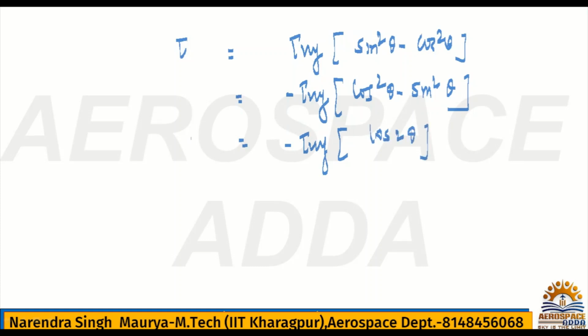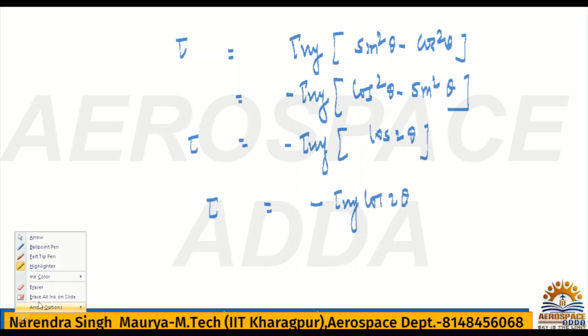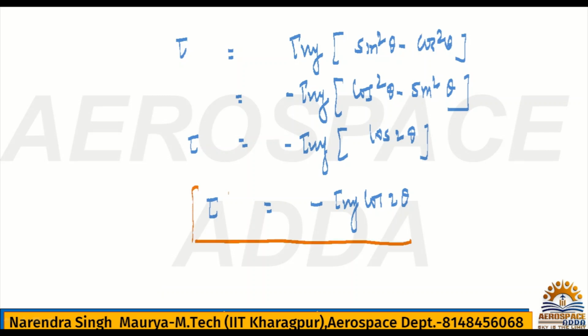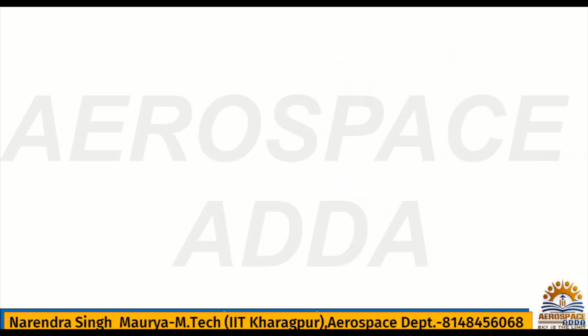Last class we had seen tau. So what is the tau you got? You got minus tau xy cos 2 theta. This is tau. So now both values sigma n and tau you got because of the shear stress tau xy acting on the xy plane. Hence you got sigma n and tau. What sigma n you got? You got tau xy sine 2 theta. What tau you got? You got just now minus tau xy cos 2 theta.